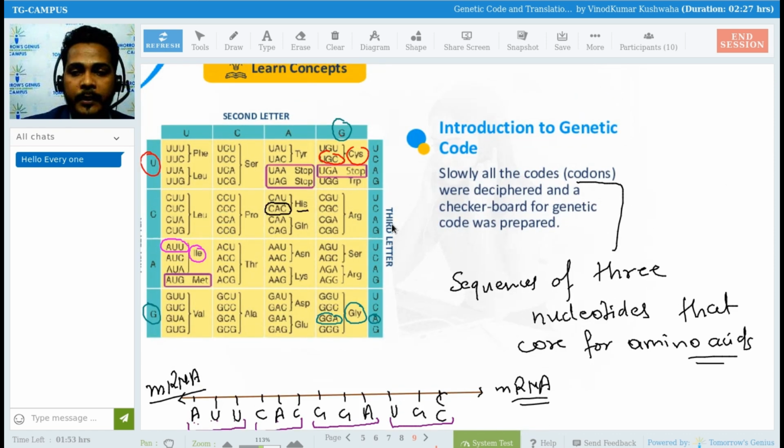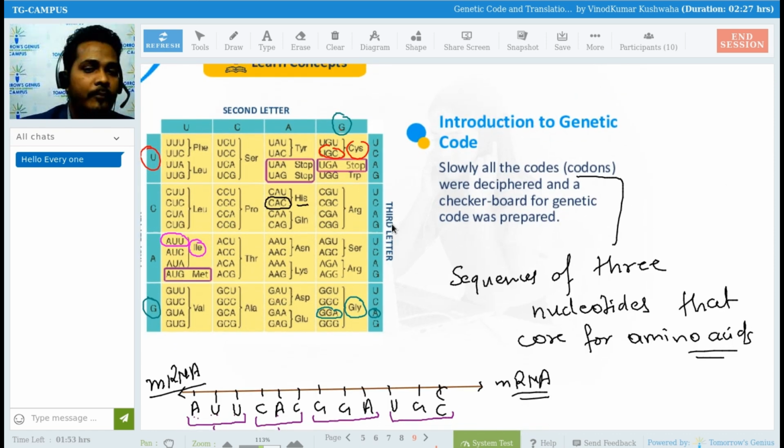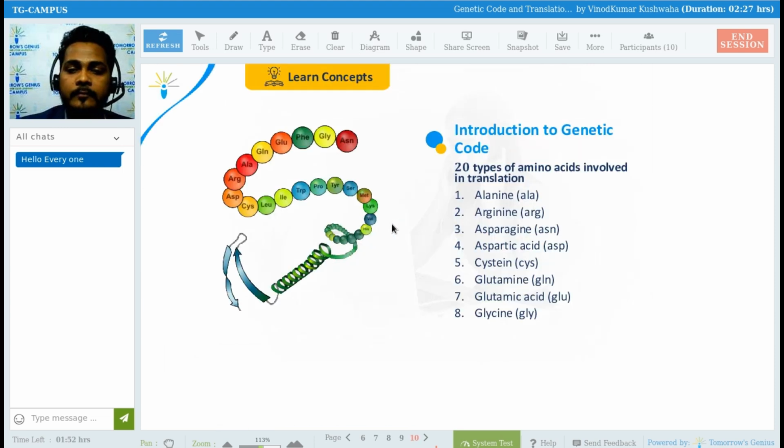So that is what is mentioned over here, that slowly all the codes were deciphered and the checkerboard for the genetic code was prepared. So this is the checkerboard method of genetic codes to identify the particular amino acid. Now, how many amino acids are there in total? There are 20 types of amino acids involved in translation. You have to remember each and every amino acid. So only 20 amino acids.